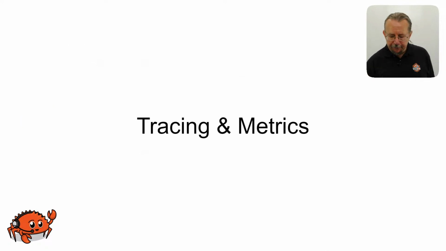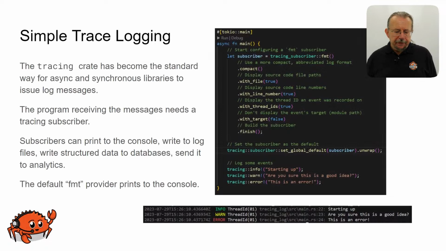All right, tracing and metrics. The tracing crate has pretty much become the standard these days for how crates should be logging. When I started talking about this a year or so ago, a lot of people were still using log. Tracing has pretty much become the de facto standard that everybody's using now, at least in the enterprise code I've seen.